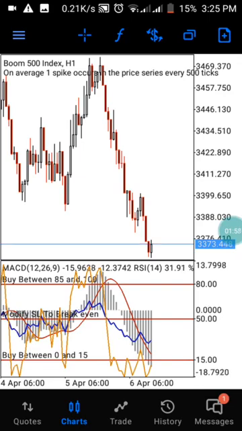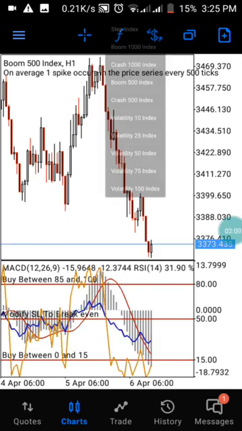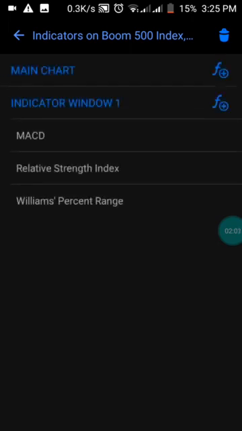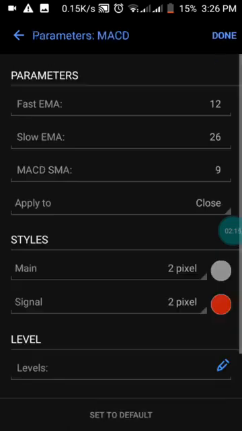From the settings of this strategy, I have just three indicators there, and this strategy is the combination of my MACD, my relative strength index and my Williams percentage range. On my MACD, I have the fast EMA of 12, the slow EMA of 26, and the MACD SMA of 9. I have applied to close.